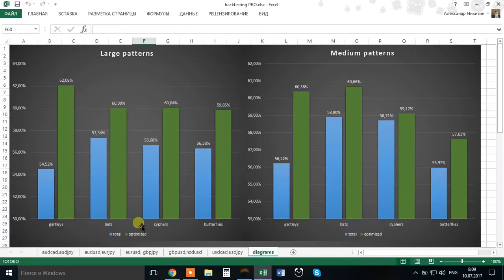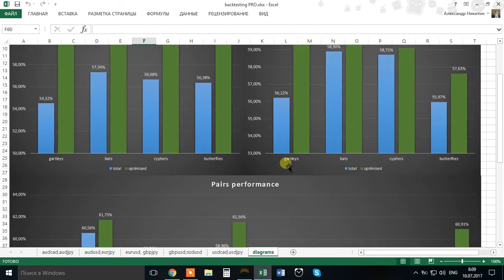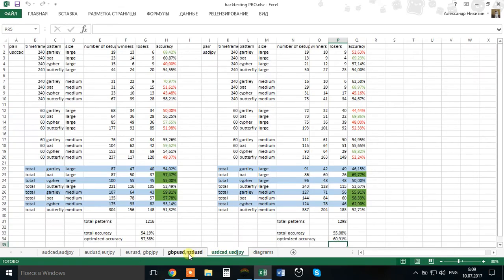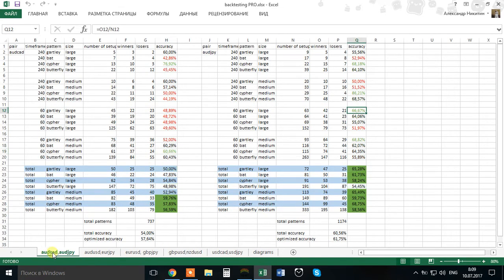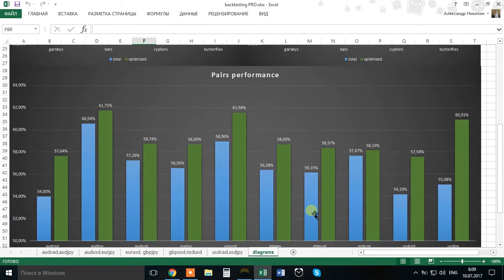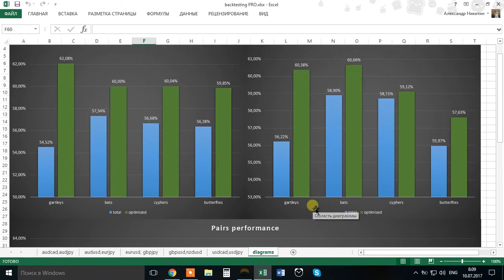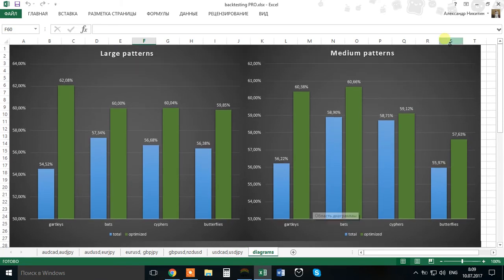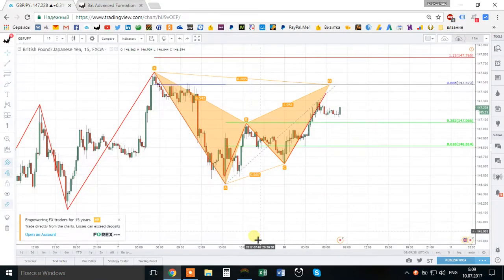Large patterns, bats 57 to 60 if they are large, and 58 to 60 if they are medium. So I have pretty much backtesting pairs here. They aren't just taken from some books. This is the work that I've done myself. Okay, let's go back.